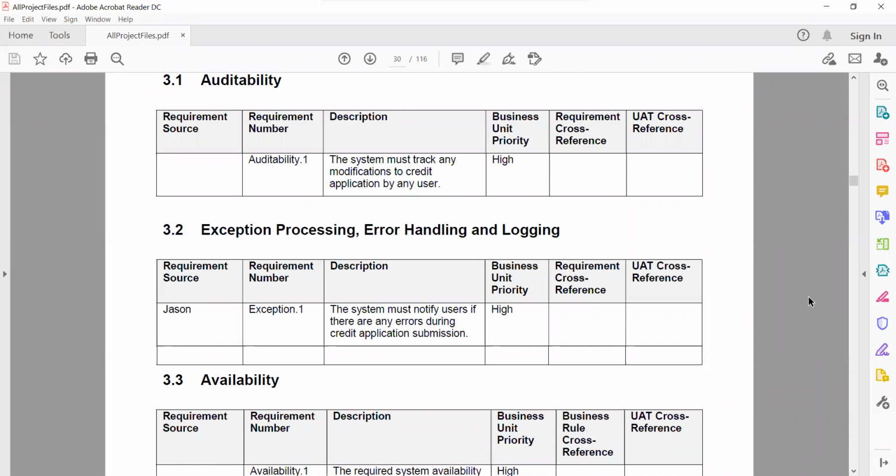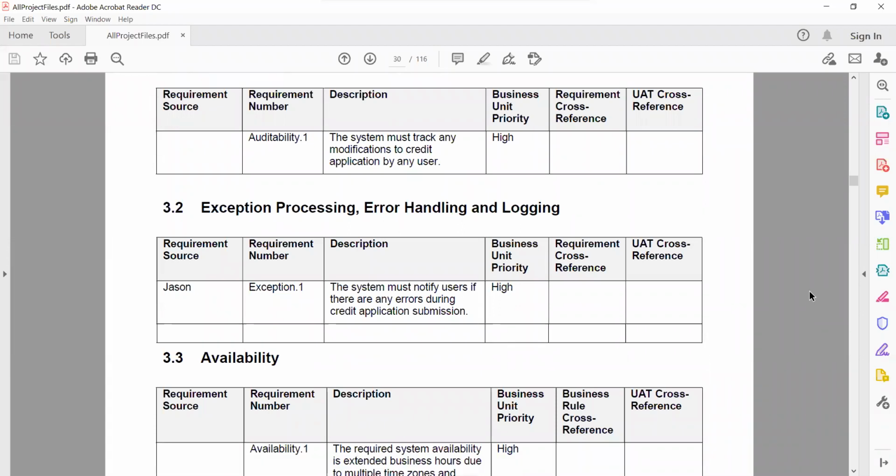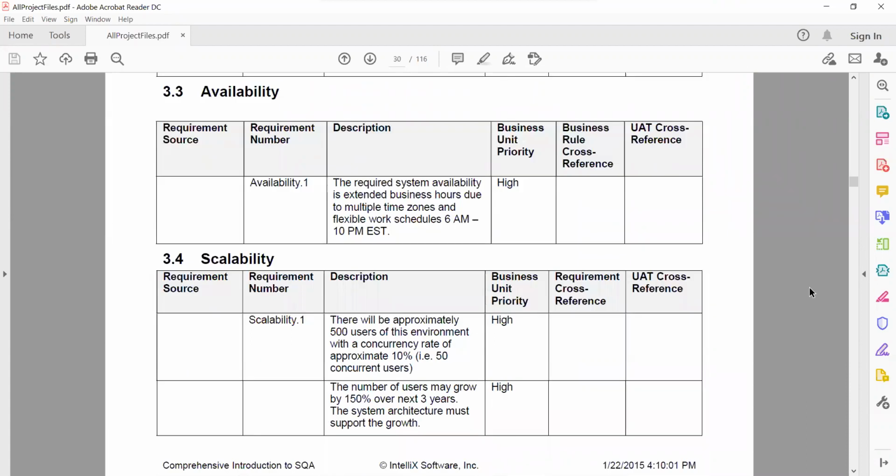If you could explain the scalability. So Herschel, if you can go to scalability. What the scalability requirement talks about is how the system should be able to handle the number of users who will be accessing the system. Initially, when you roll it out, the system should be able to handle about 500 users with a concurrency rate of 10%. That means at any given point, 50 users should be able to log into the system and perform their function without seeing any degradation in the performance of the system.